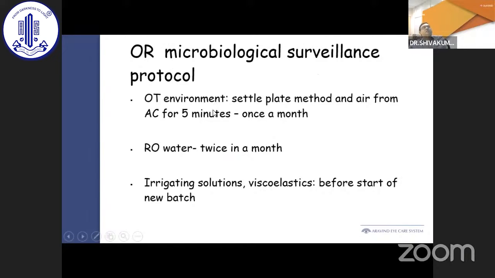The OT microbiological surveillance may probably be dealt with later in another talk, but the OT environment should be checked once a month, RO water twice in a month, and irrigating solutions and viscoelastic before we start using the new batch.